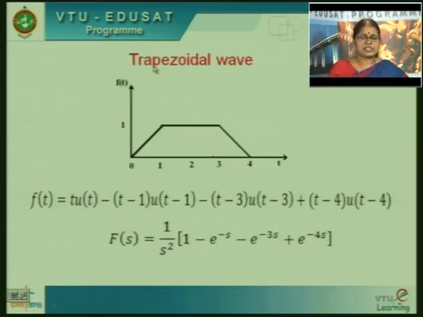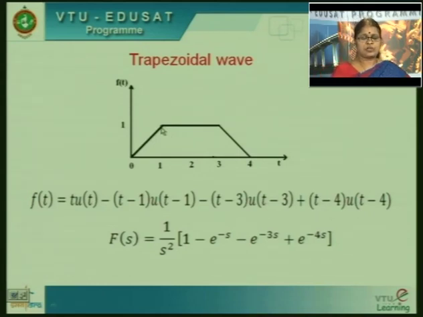Now, let us take a trapezoidal wave which involves in its synthesis both ramp functions and step functions. Let us see how to get the Laplace transform of this particular trapezoidal wave. If you look at this wave, to start with, the segment between time 0 and 1 is a ramp function whose slope is 1.